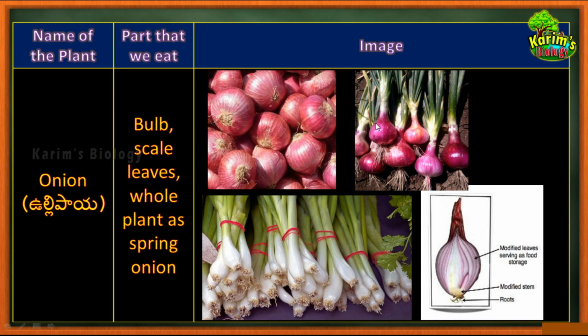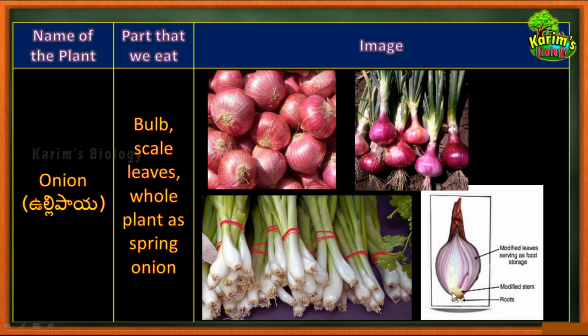The part of the onion plant that we are eating is the bulb. It is called bulb. Can you see? So this swollen structure is called bulb. Actually, the bulb is made up of some leaf-like structures which store the food material. You can see here. Okay, so this onion is a modified stem.